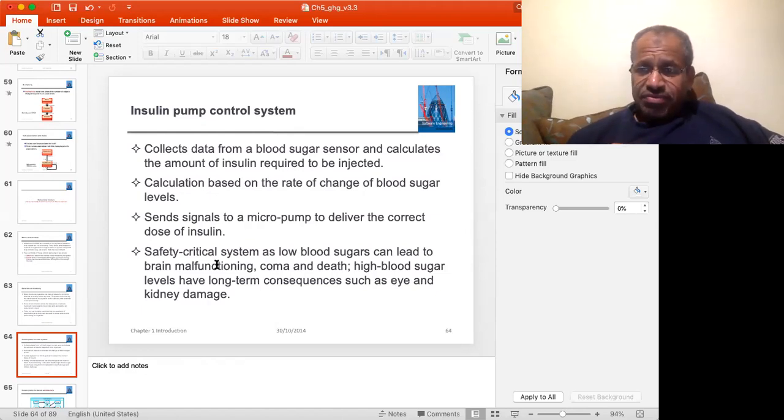Obviously, this might be a physically small system, but it's actually safety critical, because a wrong calculation could lead to very serious harm to the patient. Low blood sugar can lead to brain malfunctioning, coma, possibly death. High blood sugar levels can lead to damage of some of your vital organs like eyes and kidneys. So it needs to be done properly, correctly.